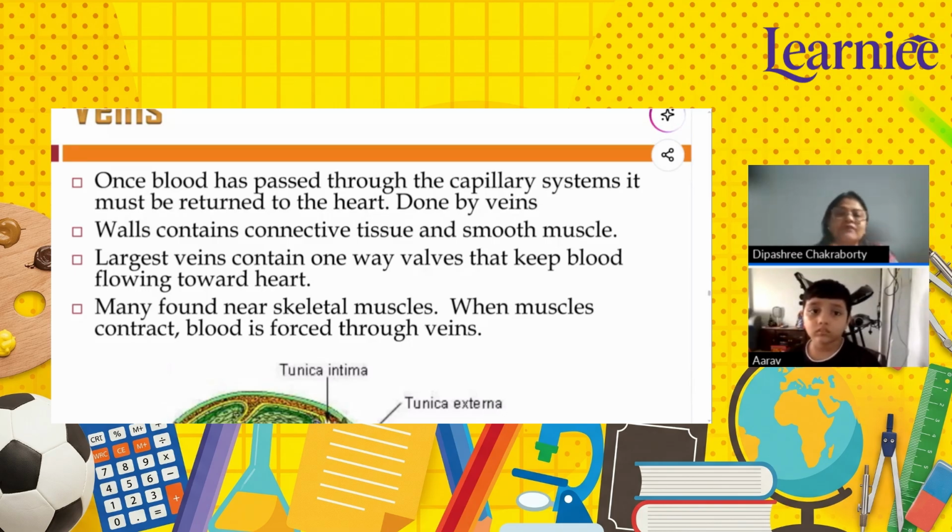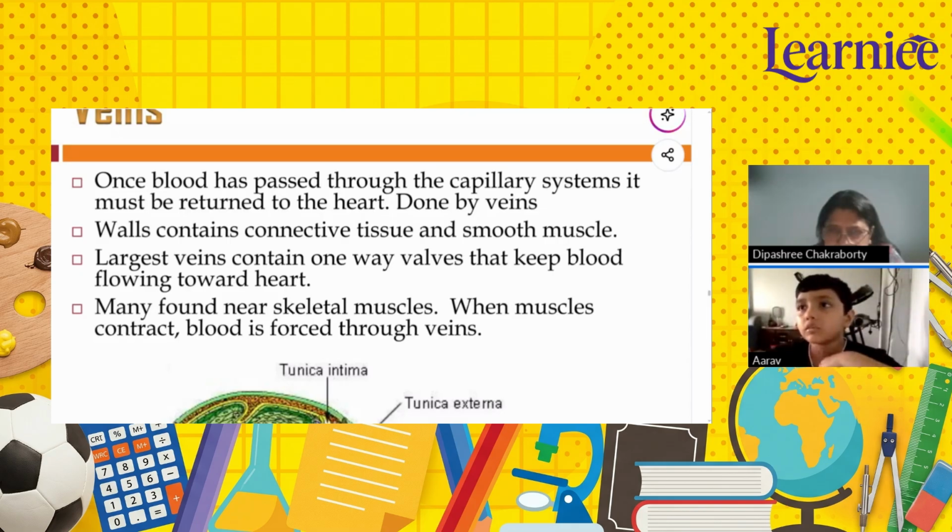So out of this, what is the main thing you learn from here? If I ask you for the summary, what is the function of veins? From the first point, you will tell me. First point.